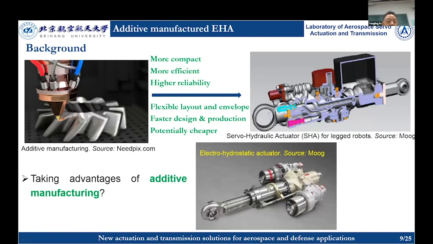In the research, we also realized that the EHA's size and weight are still too high, and we need to use additive manufacturing. For example, for legged robots, SHA using this method could reduce the size and optimize the flow rate.